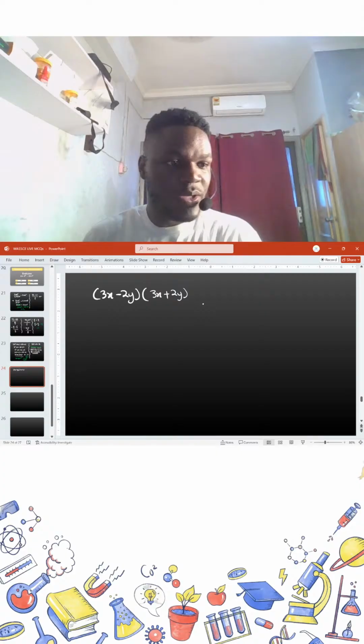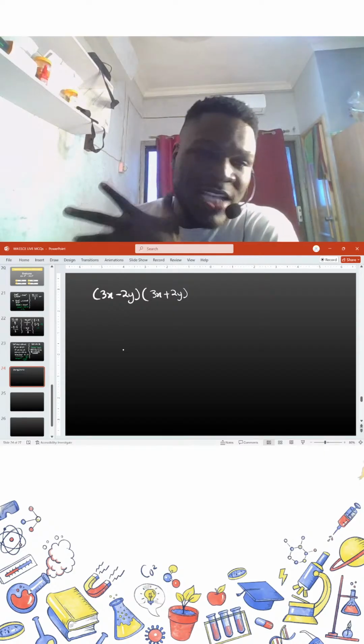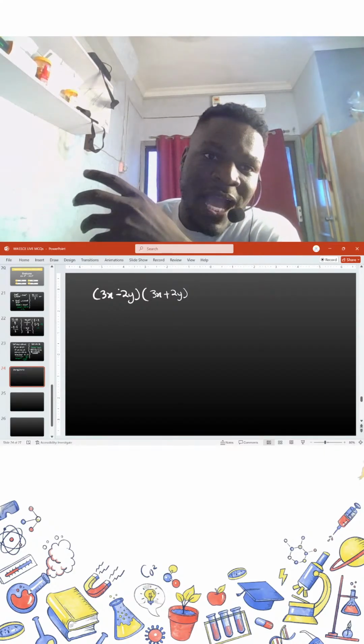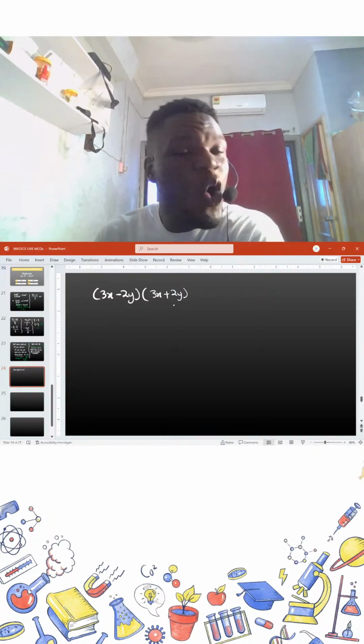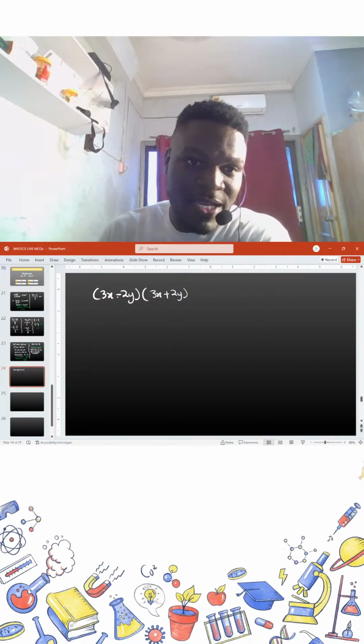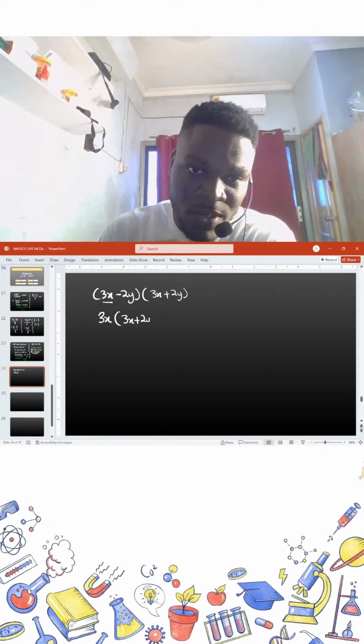So this is the expression that we have, and we are supposed to expand this particular expression. Now, for us to expand this particular expression, I need to use the individual terms in the first bracket to multiply all that I have in the second bracket. So the first one I'm taking is the 3x. So I take the 3x and I use it to multiply the second bracket, which is 3x plus 2y.